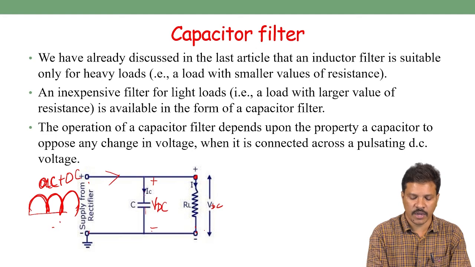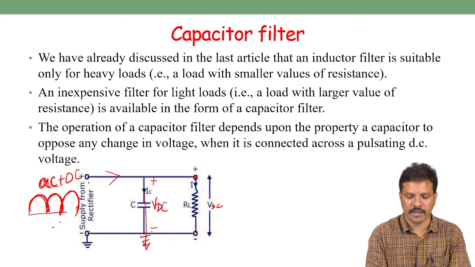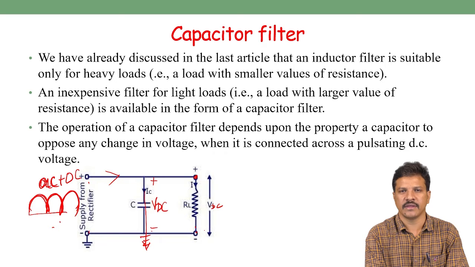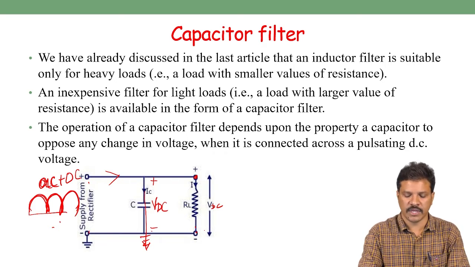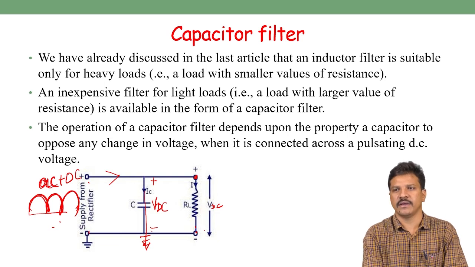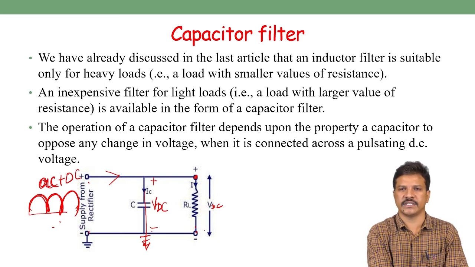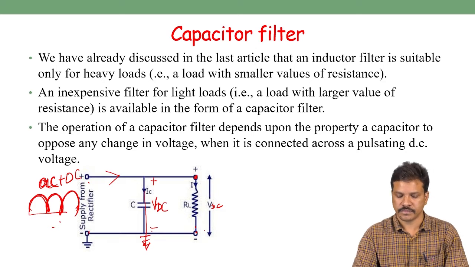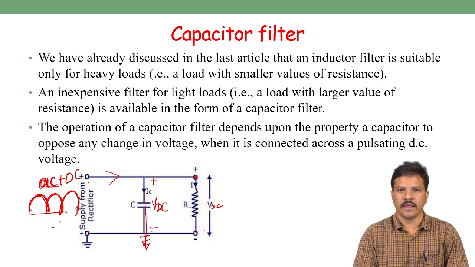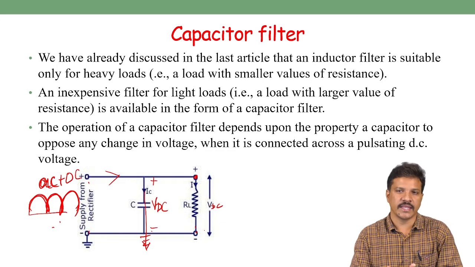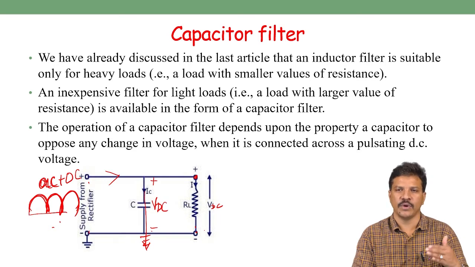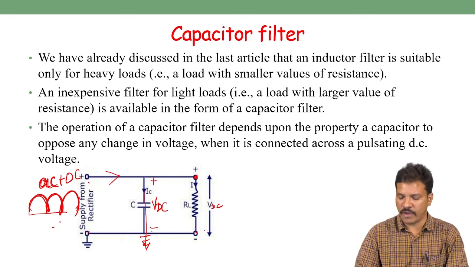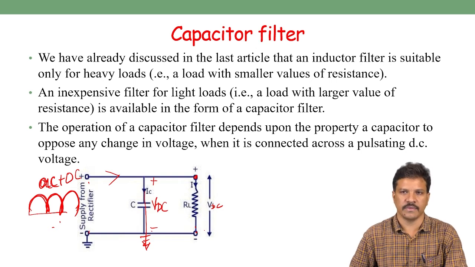So the AC component goes through the ground, and the DC component stops across the positive and negative polarities of the capacitor, and that same voltage appears across the load resistor. This way, in a capacitor filter, we can get the DC component, filter out the AC component, and reduce the ripple factor.